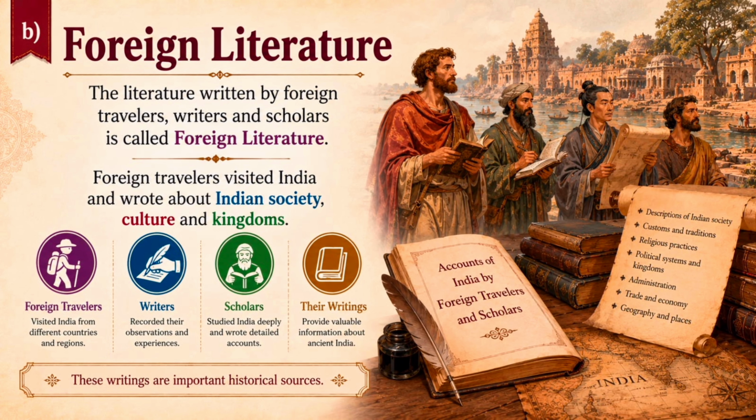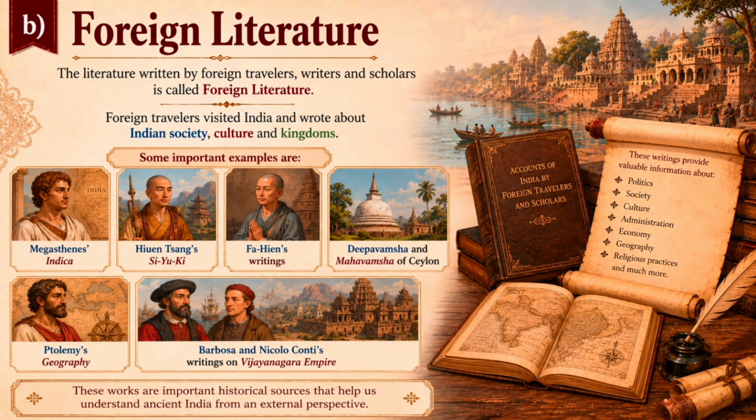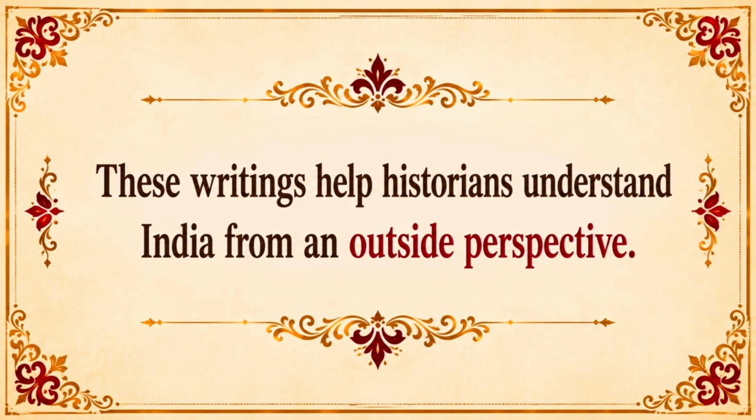Foreign literature. The literature written by foreign travelers, writers and scholars is called foreign literature. Foreign travelers visited India and wrote about Indian society, culture and kingdoms. Some important examples are Megasthenes' Indica, Yuan Tsang's Si-Yu-Ki, Fa Hien's writings, Deepavamsa and Mahavamsa of Ceylon, Barbosa and Niccolo Conti's writings on the Vijayanagar Empire. These writings help historians understand India from an outside perspective.